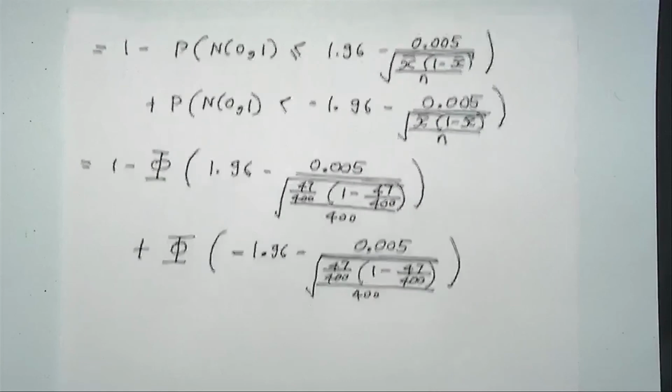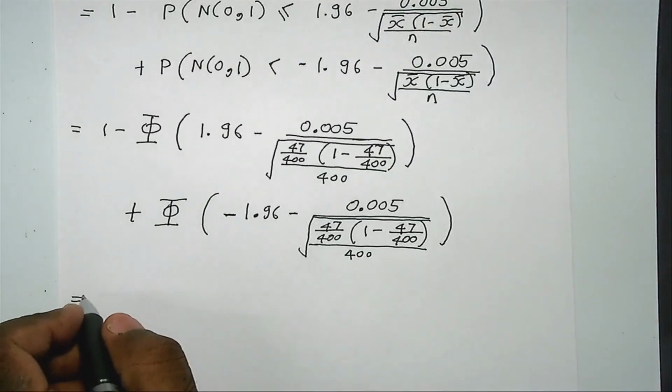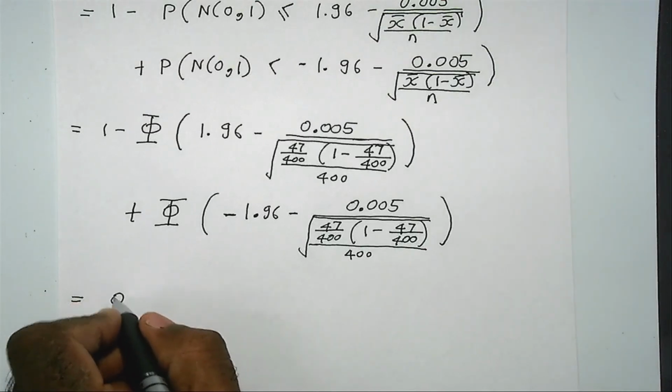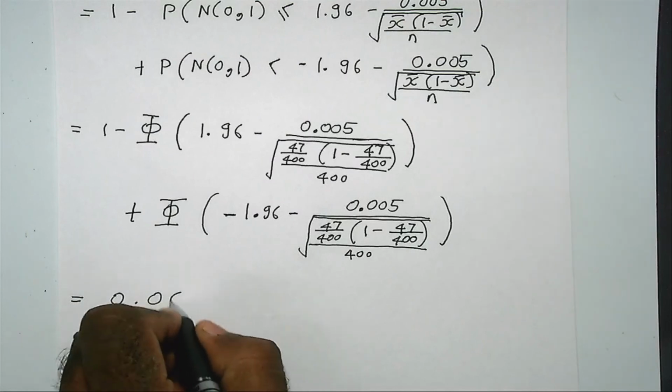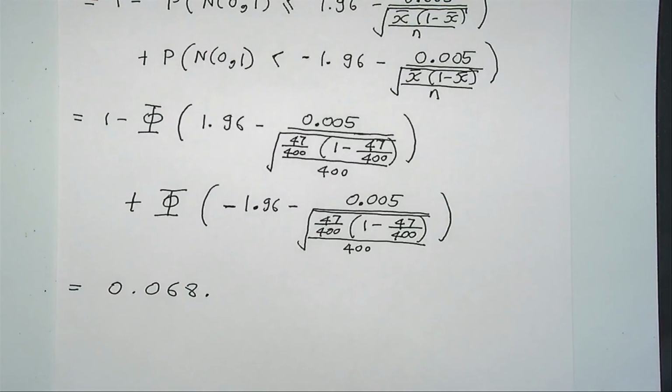Okay. Now, you should compute this using the table or using the R software. You will get this to be 0.068. Right. So this is the probability of rejecting the null hypothesis when p equal to 0.105. All right. So this completes question 7. And also completes the video solution to tutorial sheet 11.